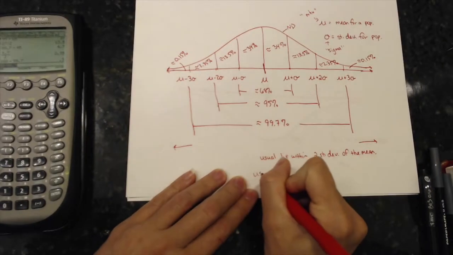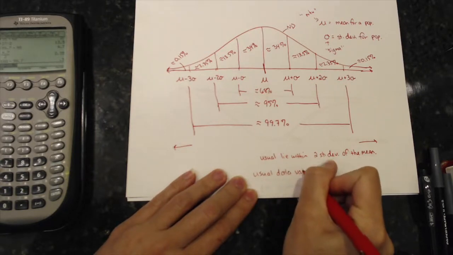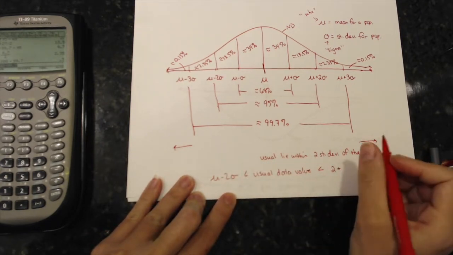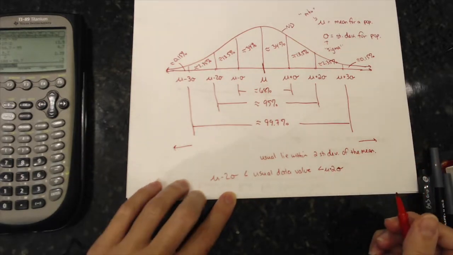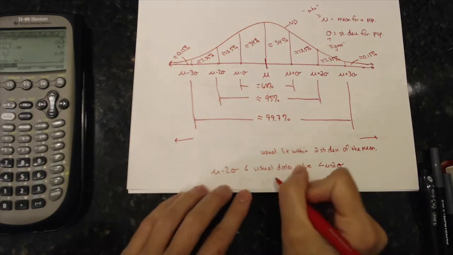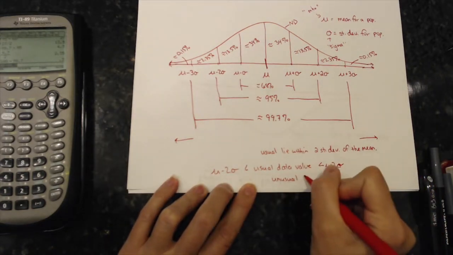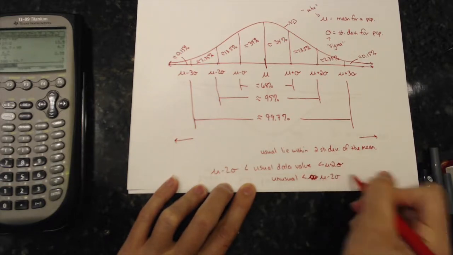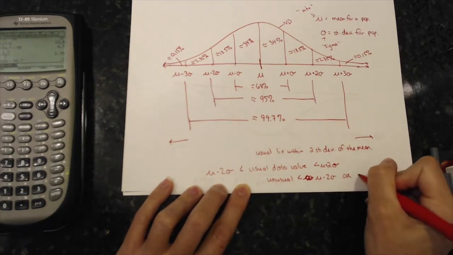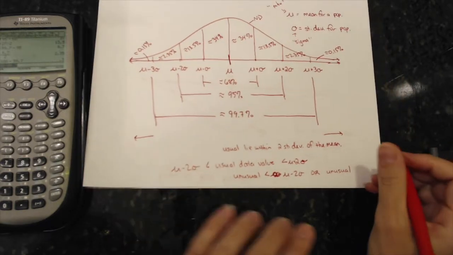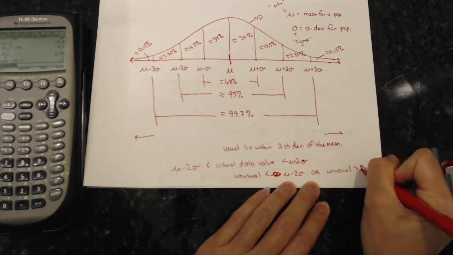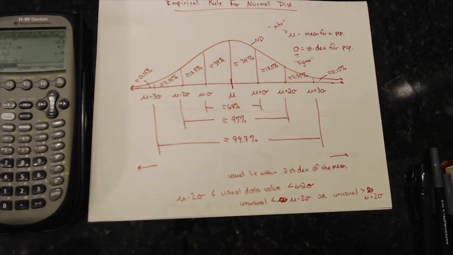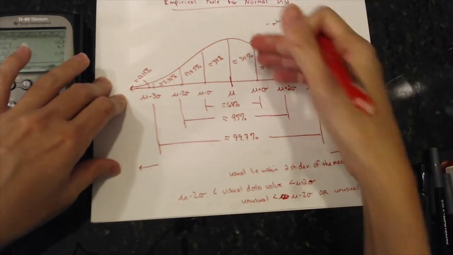So I'm going to say usual data values are between two standard deviations below the mean and two standard deviations above the mean. Unusual data values would be less than mu minus two sigma, or unusual data values would be greater than mu plus 2 sigma. Okay, general idea, right? This is not an example. Let me do an example, and then I'll come back to this.